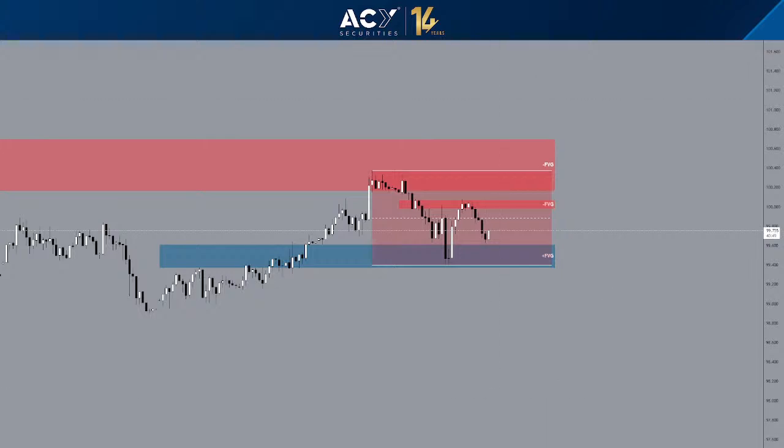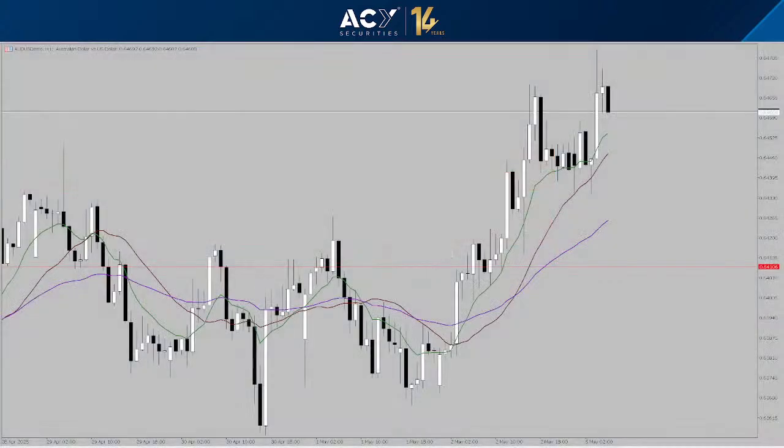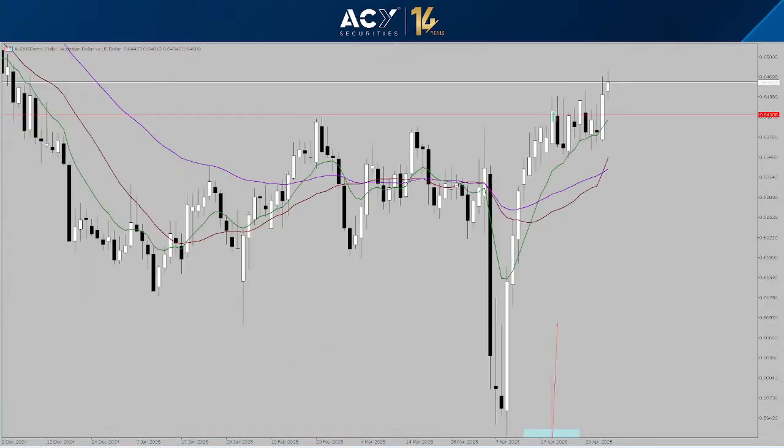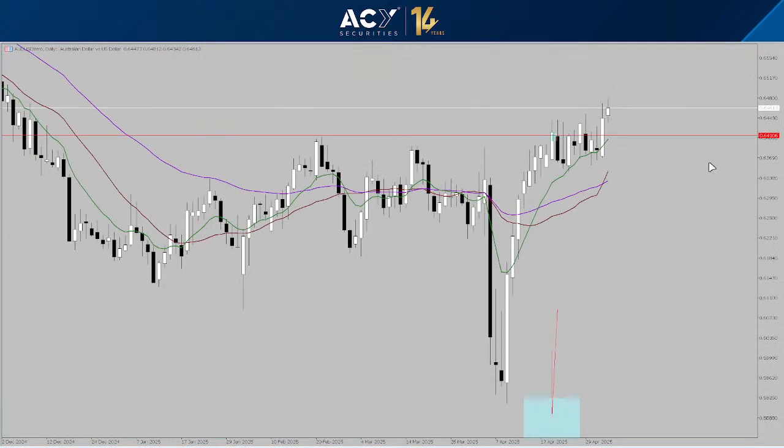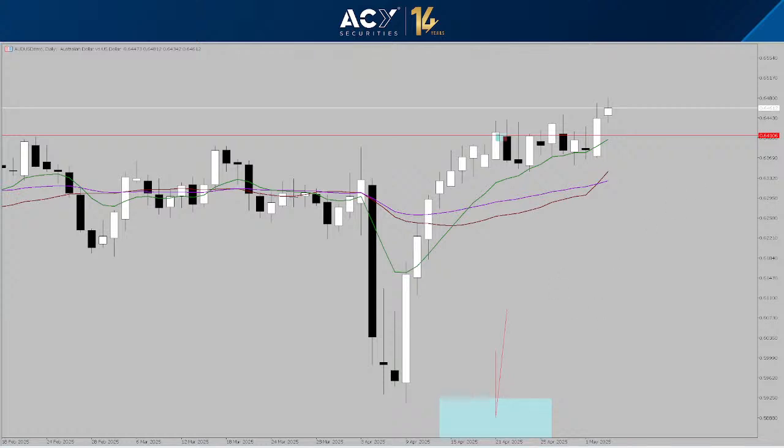So let's look at other pairs and what we're gonna expect this coming week. Opening up my MT5, or ACY's MT5. Looking at the Australian dollar right now, the breaking news that we have with the Aussie is the elections. Apparently we have a landslide win for Anthony Albanese.